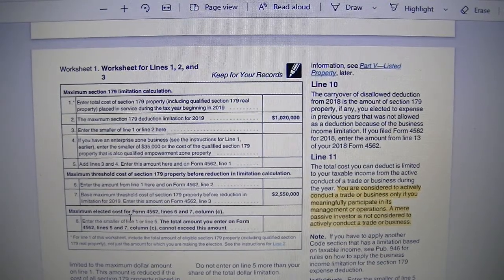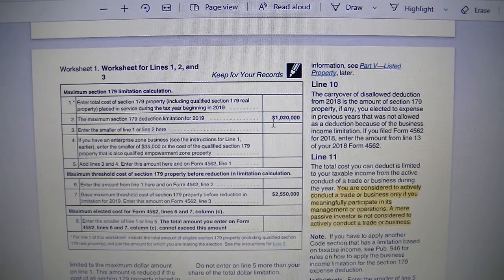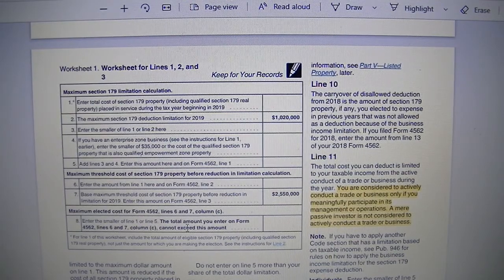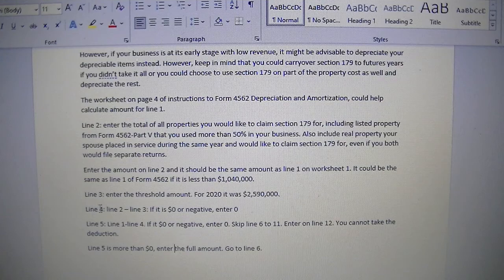Maximum elected cost for Form 4562 line 6 and 7 column C. So enter the smaller of line 1 or line 5. The total amount you enter on Form 4562 line 6 and 7 column C cannot exceed this amount. So line 4 is line 2 minus line 3. If it is 0 or negative, you enter 0.